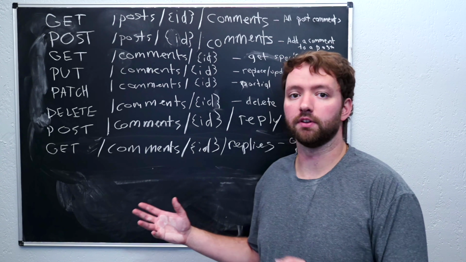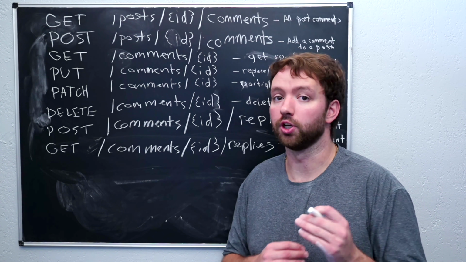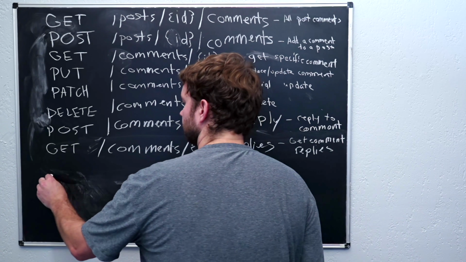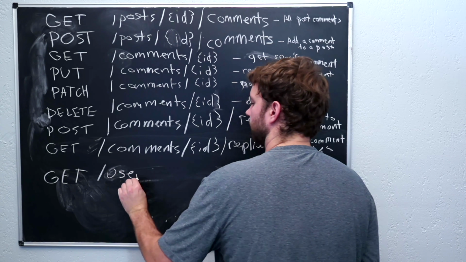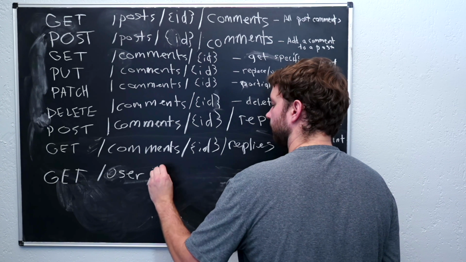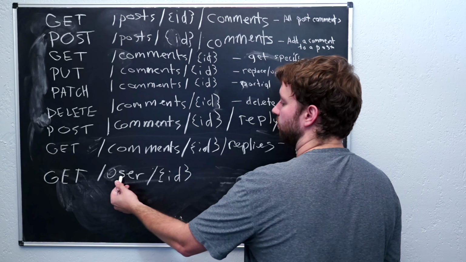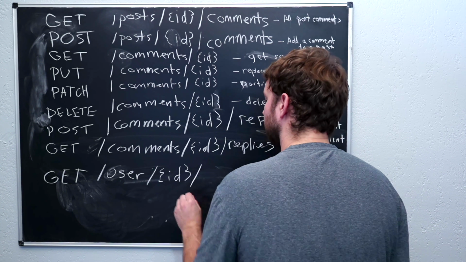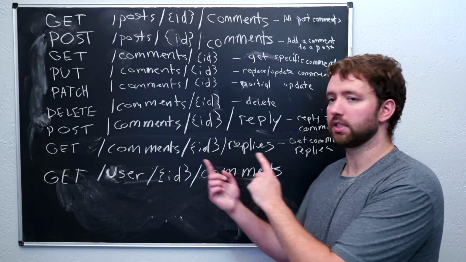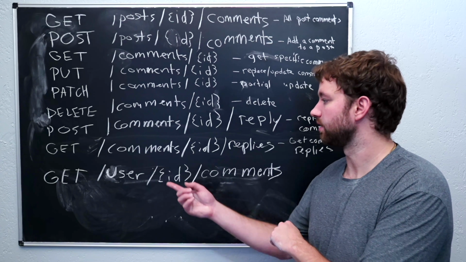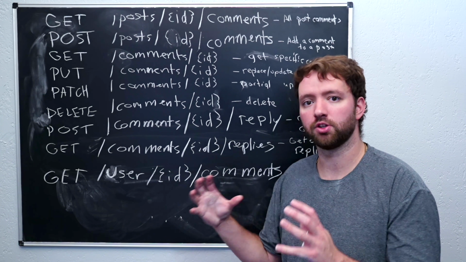We can continue to think of different ways of how we might retrieve comments. For example, we might want all of the comments from a certain user. In that situation, it would look something like this. GET /user/ID, and this ID always refers to whatever it is that came before it, so the user ID, and then we could have comments. We're still working with comments, but we're basically shifting the way we're thinking about comments. Instead of associating them under a post, we're now thinking of them by user. So we're changing the bucketing.